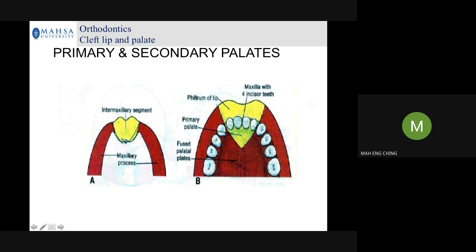This is the maxillary process from the left and right. Everything will join in the middle and join the front, then it's okay. If this fails to join, then it creates the cleft.